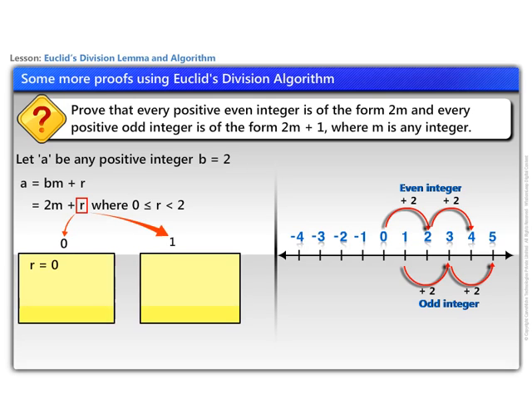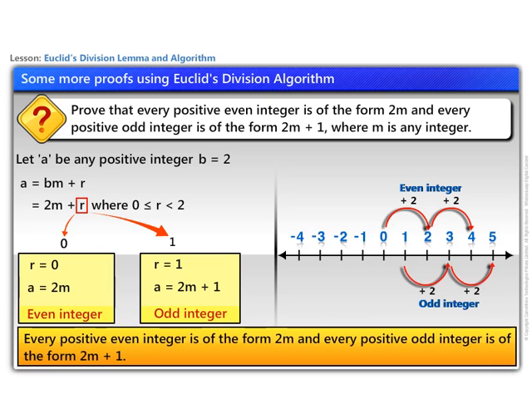If r is equal to 0, that is if a is equal to 2m, then the expression is divisible by 2. Thus, it is an even number. If r is equal to 1, that is, if a is equal to 2m plus 1, then the expression is not divisible by 2. Thus, it is an odd number. Thus, every positive even integer is of the form 2m and every positive odd integer is of the form 2m plus 1.